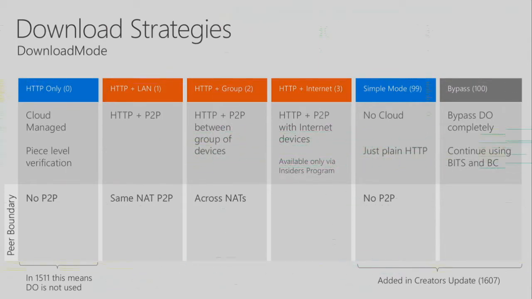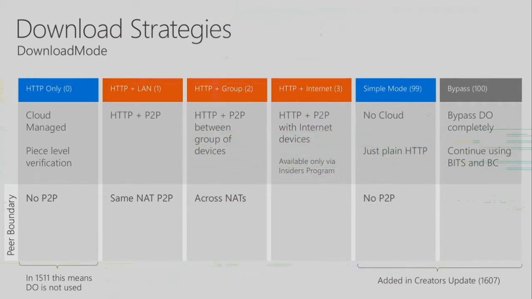The difference between the two blue modes you see there, 0 and 99, both are using HTTP. The only difference is that metadata that I talked about. So if you're downloading in mode 0, we're still talking to the cloud to get that metadata. We still do the piece level, the chunk level verification, but it's still a pure HTTP download.